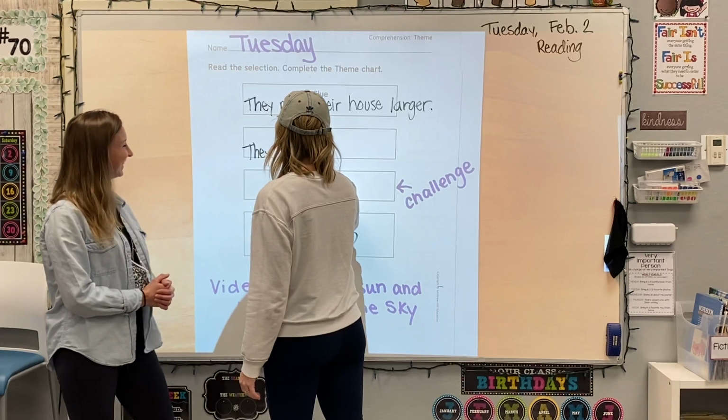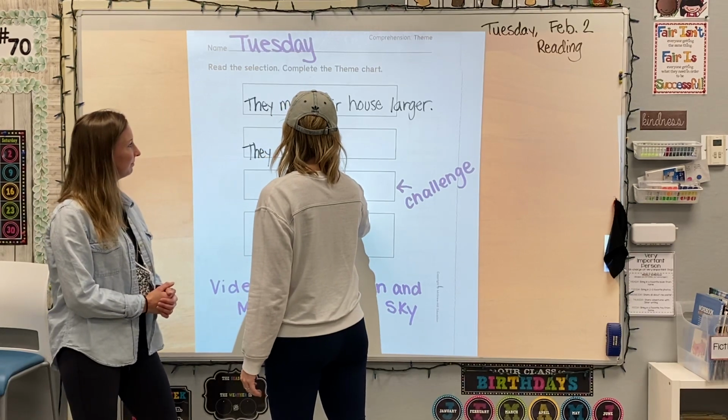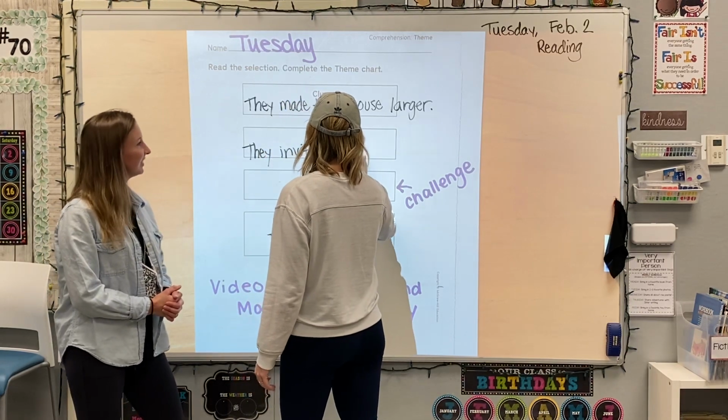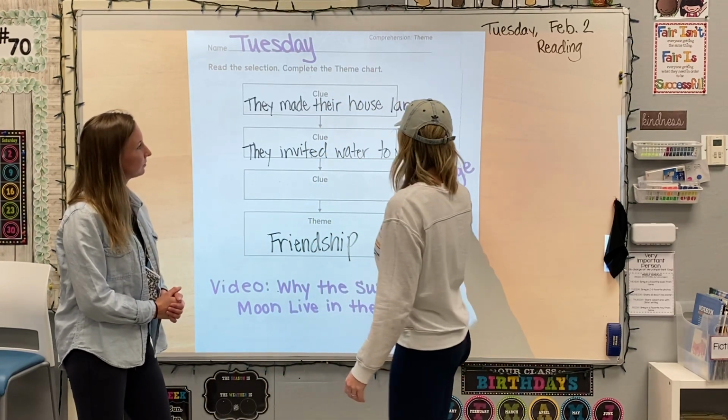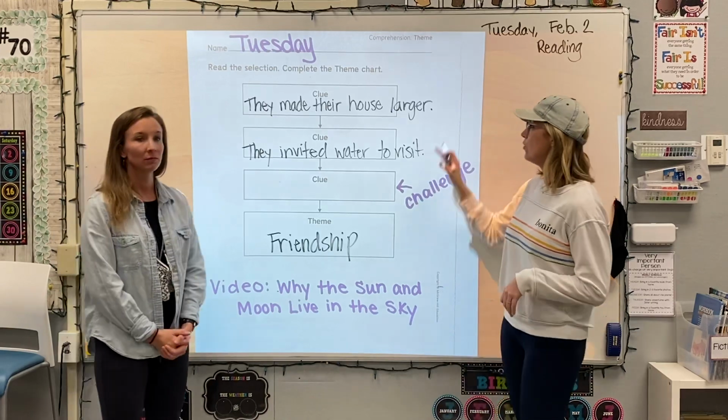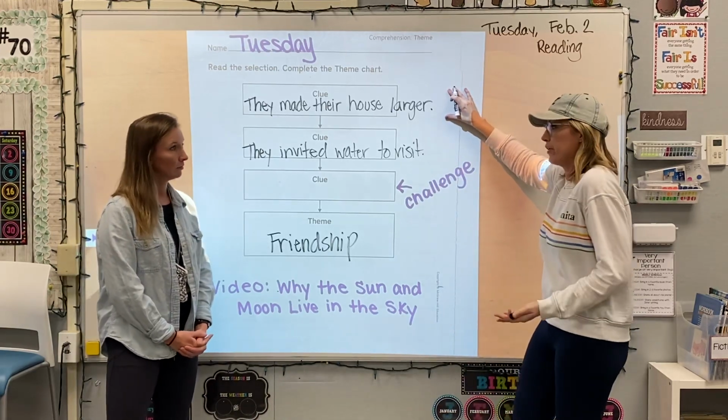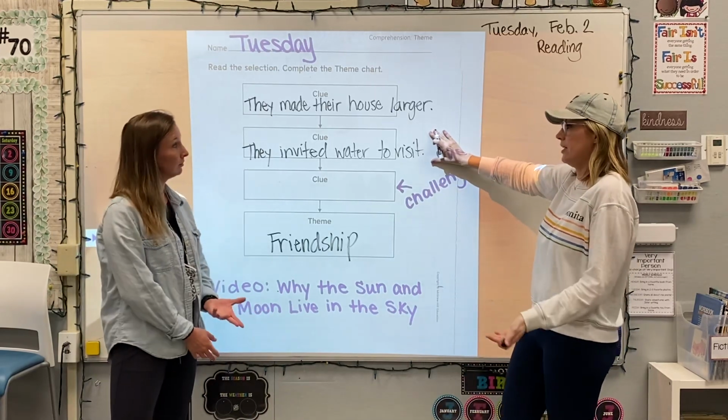They invited Water to visit. Okay, so they made their house larger for their friend because they wanted him to come and visit.